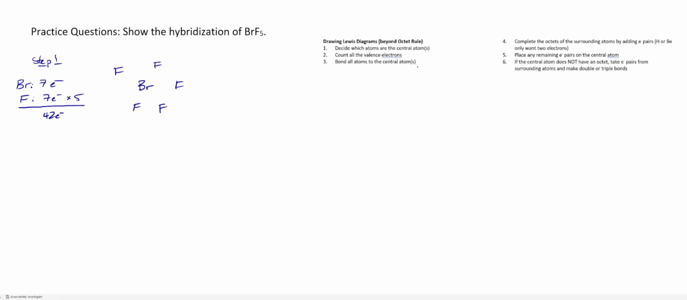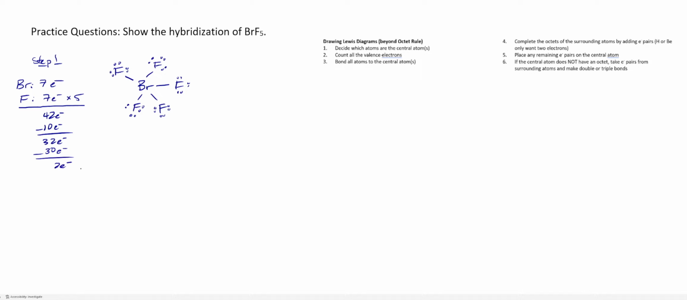I then bond all the atoms to the central atom. 2 electrons, 4 electrons, 6 electrons, 8 electrons, 10 electrons. 10 electrons placed, that leaves me with 32 electrons left. And then step 4, complete the octets of the surrounding atoms. So these are my surrounding atoms, the fluorines. 2, 4, 6, 8, 10, 12, 14, 16, 18, 20, 22, 24, 26, 28, 30. Okay, so that's 30 electrons, 2 left over.